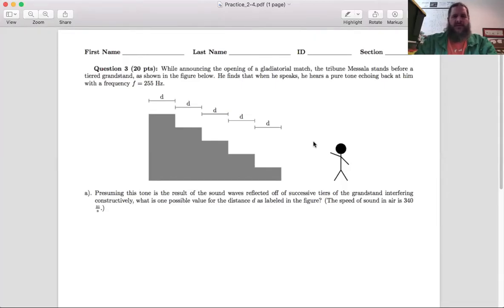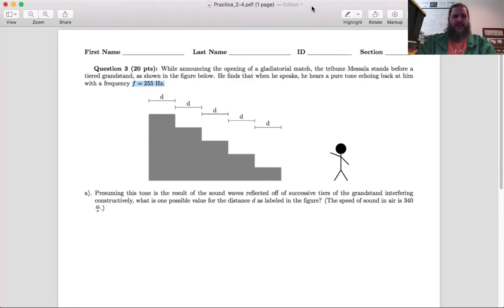In this example, we've got this guy who's standing in front of these steps and speaking loudly, and he's hearing a tone echoing back at him. And specifically, he's hearing this frequency, presumably really loudly. If he's hearing this frequency very loudly, presumably what's happening with that frequency?